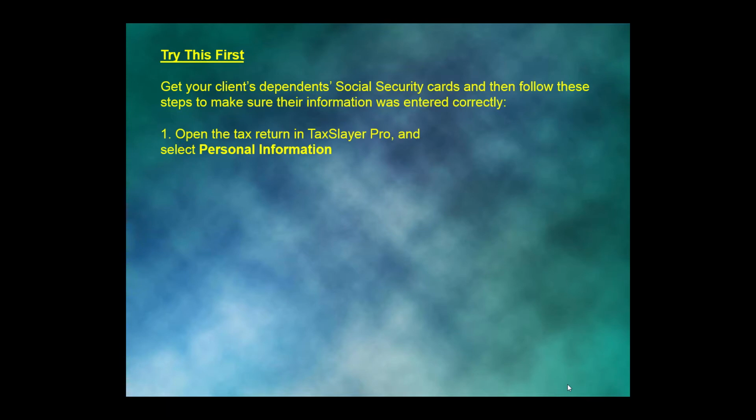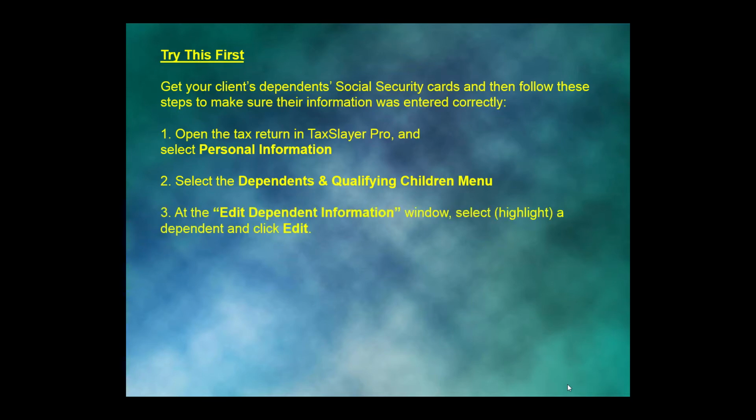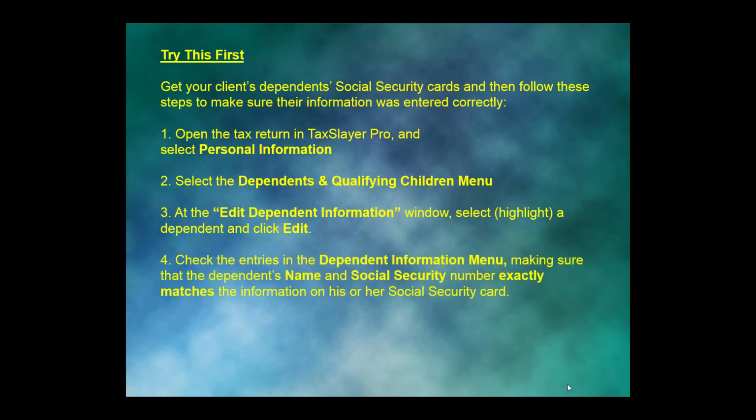Open the tax return in TaxSlayer Pro and select Personal Information. Select the Dependents and Qualifying Children menu, and at the Edit Dependent Information window, select or highlight a dependent and then click the Edit button. Check the entries in the Dependent Information menu, making sure that the dependent's name and social security number exactly matches the information on his or her social security card. If the information is wrong, correct it in the program. Repeat the above steps for each dependent.